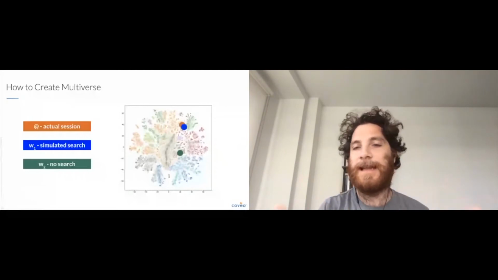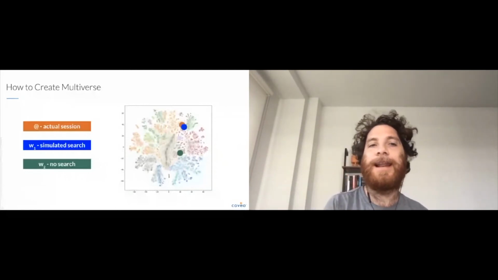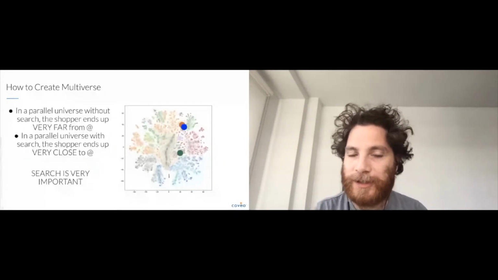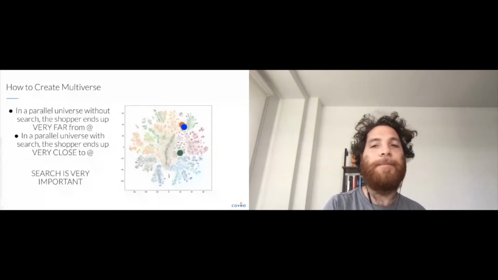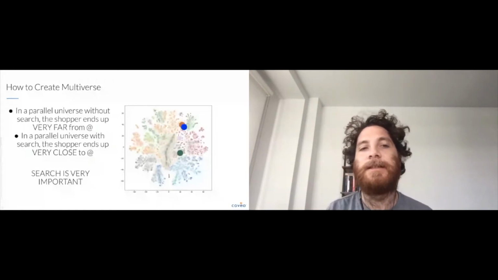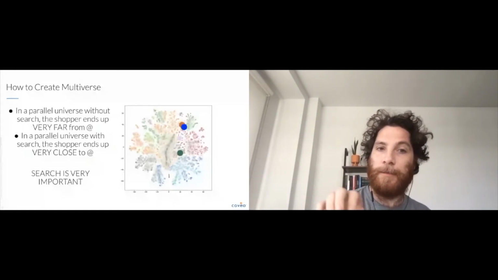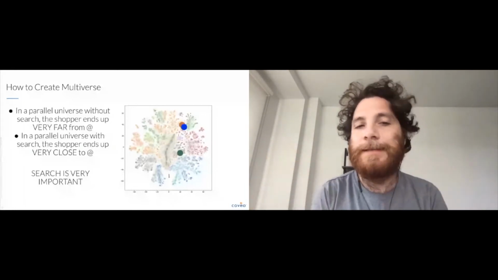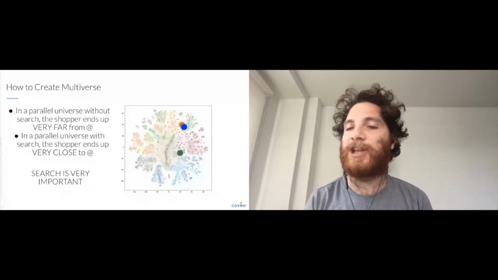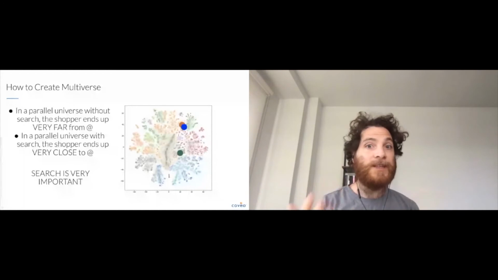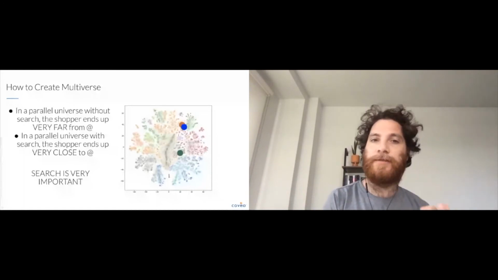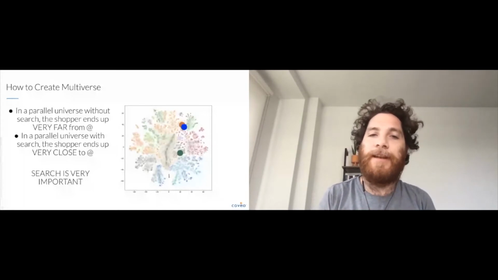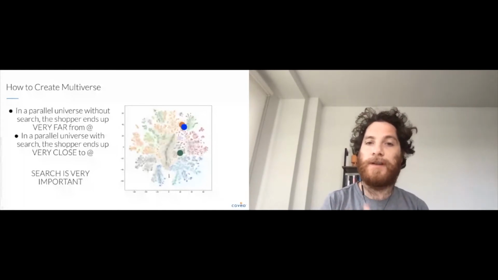Which means, in our multiverse jargon, that in a parallel universe where Bob doesn't use the search engine, he ends up in a very different region of the space. While in a parallel universe where Bob actually used the search engine and then is free to roam around, he ends up very close to what he actually did in reality. From this, we can conclude that this particular search interaction in this session is actually very important, and we can be confident that the attribution is causally relevant.